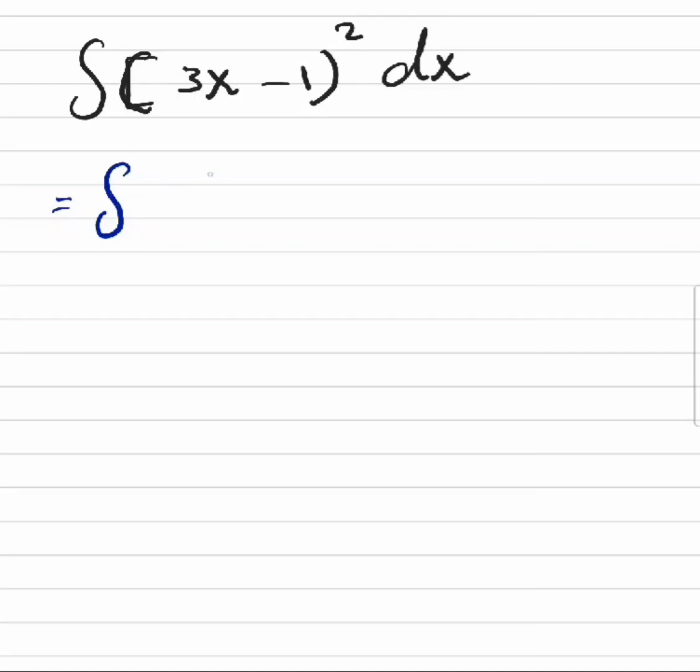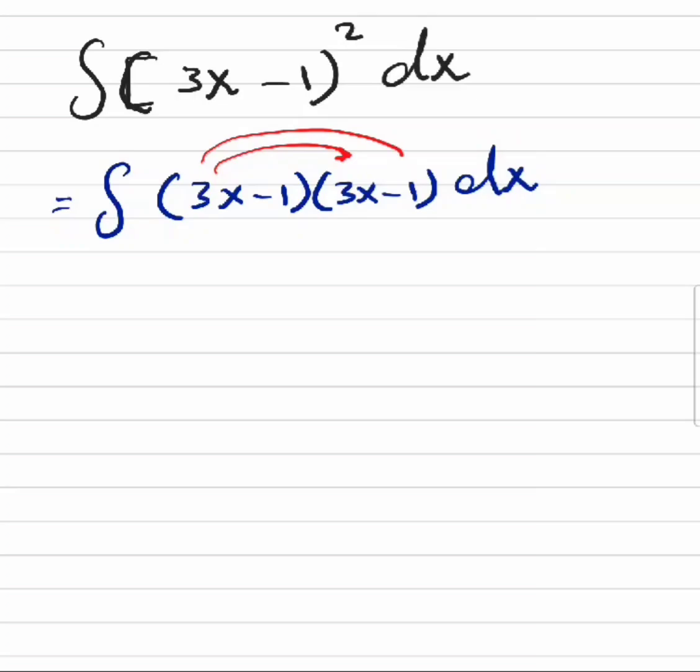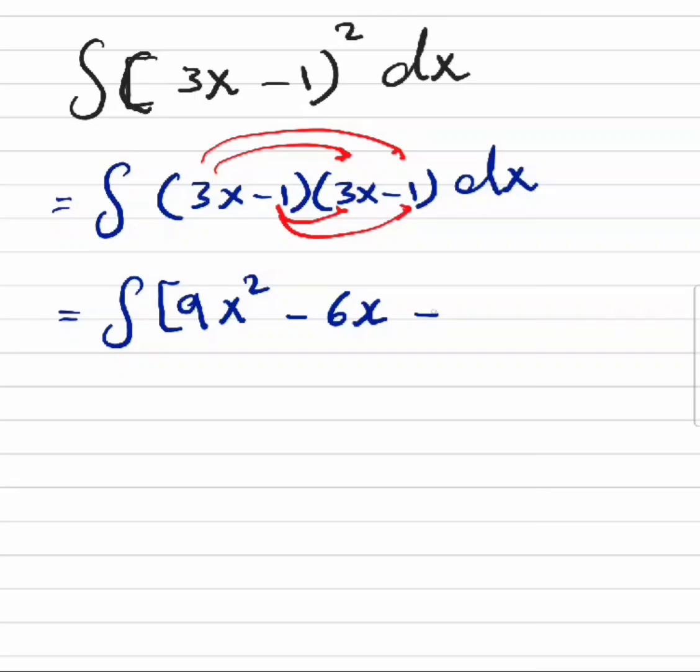(3x - 1) squared is (3x - 1) times (3x - 1). 3x times 3x is 9x squared. And then 3x times -1, that's -3x. -1 times 3x is also -3x. And finally, we have -1 times -1, which is +1.